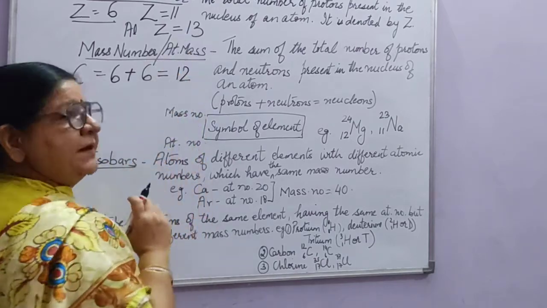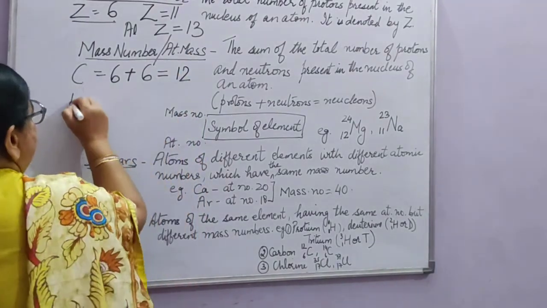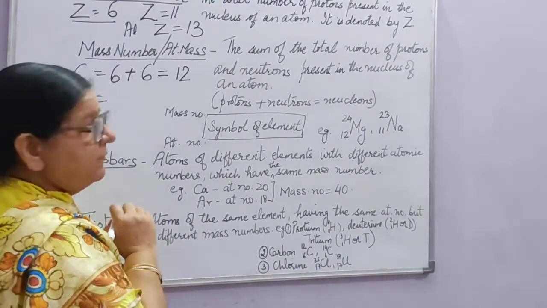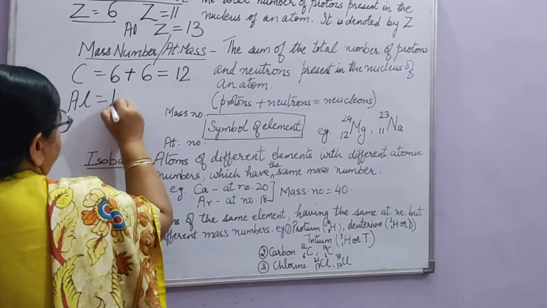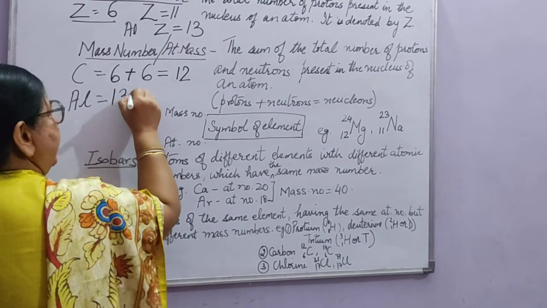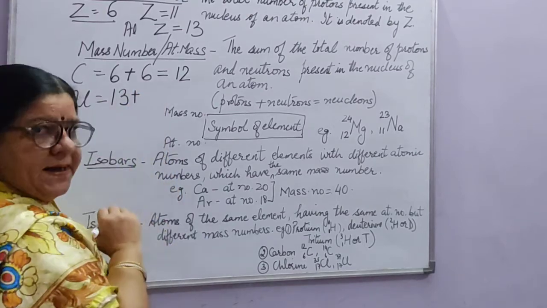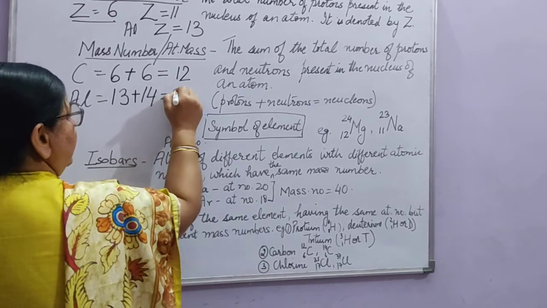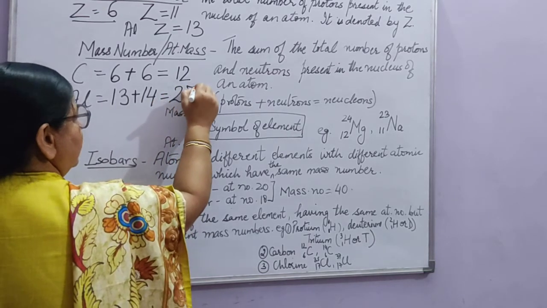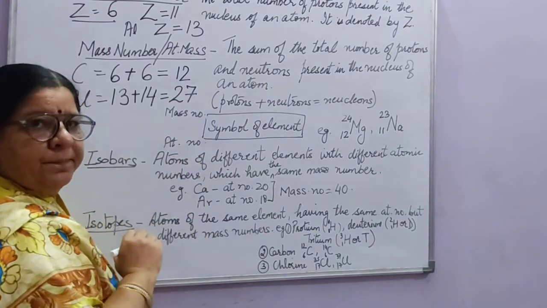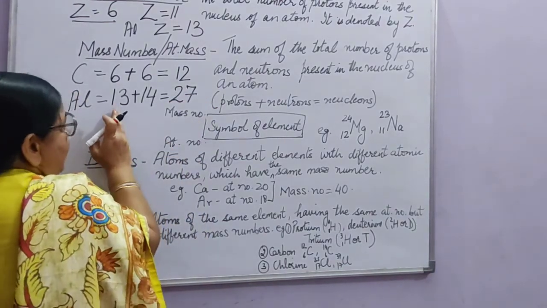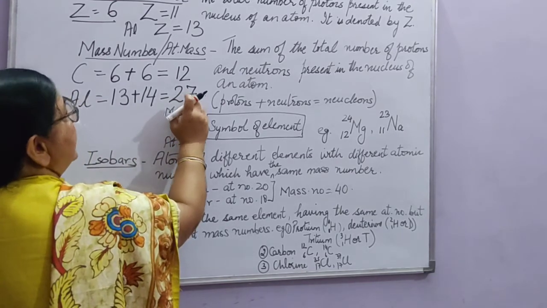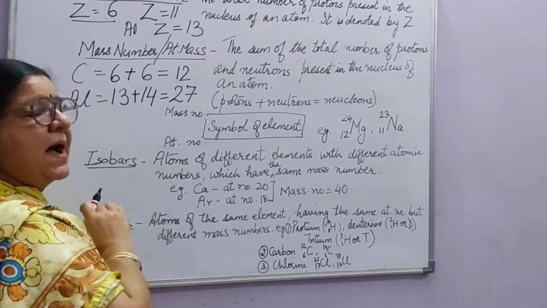Now let's take the number 13 of aluminium. Because its atomic number is 13, right? So we write 13 here. The number of protons will be 13, but the number of neutrons will be 14 here. So its atomic mass is 27. Right? Whatever is the number of protons and neutrons, that will give us the atomic mass or mass number of that element.